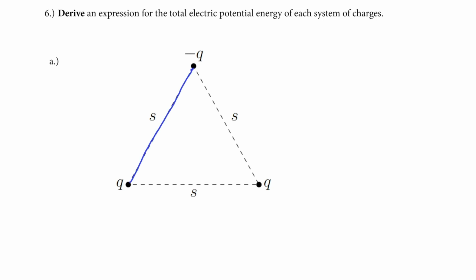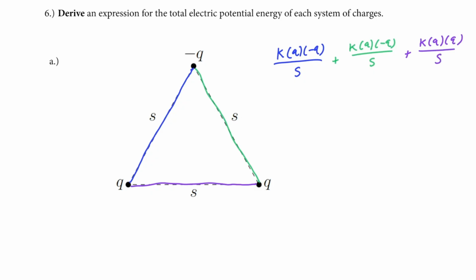All right, blue contribution. I have a K, I have a Q, I have a minus Q, and I have a side length S. Green contribution, I have a minus Q and a Q separated by S. And then my purple contribution, I have a Q and a Q separated by S. So we can see that we're going to get negative 1 kq squared over S, negative 1 kq squared over S, and positive 1, so this works out to negative kq squared over S, which makes sense because there's 2 pluses and a minus, and they're all separated by the same distance, so it makes sense that this is a net attractive system.